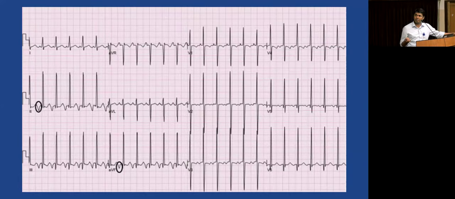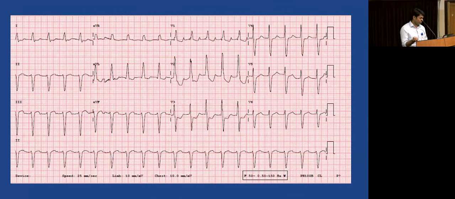So when you have a long RP, as I said, most likely it is an atrial tachycardia. And also, you see that the P wave morphology is very different from sinus. It's quite pointed and skinny in V1. It's inverted in 2, 3, and aVF. So this is not coming from the sinus node. So this is an atrial tachycardia. So what is this?